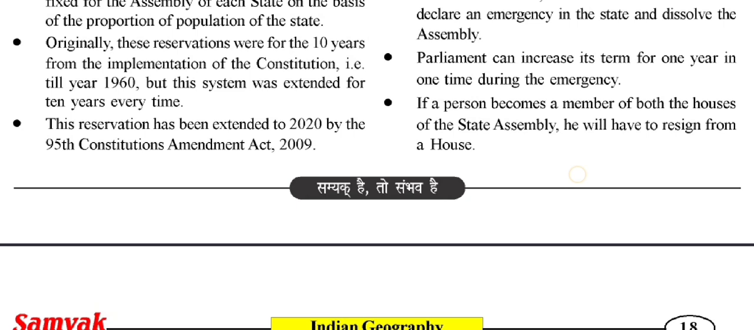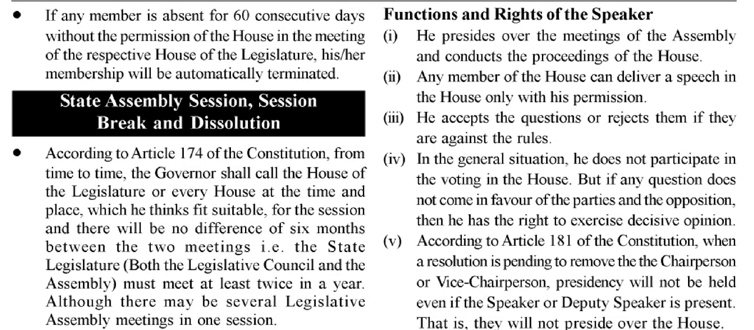If a person becomes a member of both the houses of the state legislature, he will have to resign from one house. If any member is absent for 60 consecutive days without the permission of the house, his or her membership will be automatically terminated.